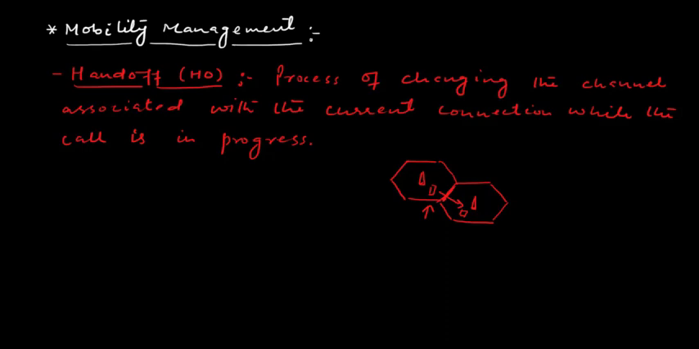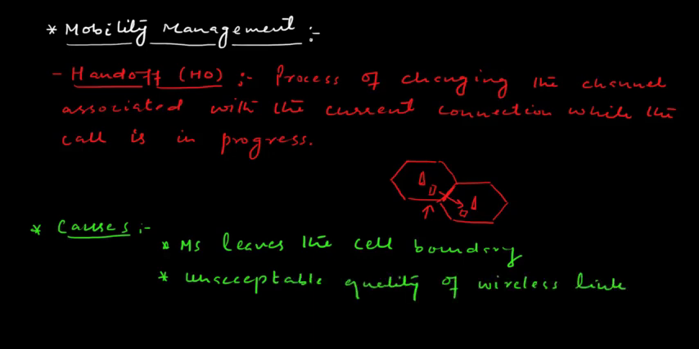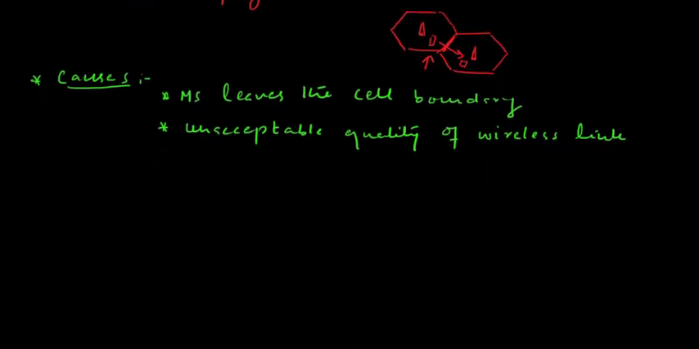Fine. And what are the causes of performing the handoff? You have different causes of performing the handoff. When your mobile station leaves the cell boundary, at that point you have to initiate or perform the handoff. And the other reason for performing the handoff is unacceptable quality of wireless link. These are the two reasons for performing the handoff.